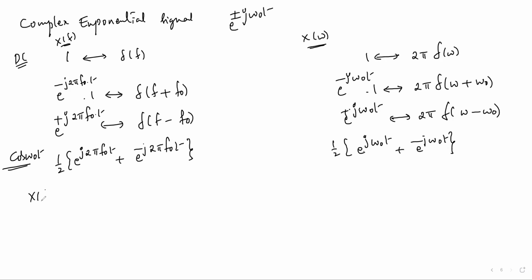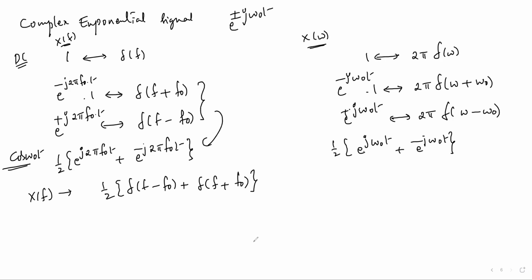So here x of f is 1 by 2 times e to the power of j 2 pi f naught t, whose Fourier transform is del of f minus f naught, so that del of f minus f naught plus the second one, e to the power of minus j 2 pi f naught t, whose Fourier transform is del of f plus f naught. Just use these two to find the Fourier transform of cos omega naught t. In omega analysis, use these two pairs. This is 1 by 2, and 2 pi is there, so we can write 2 pi outside.